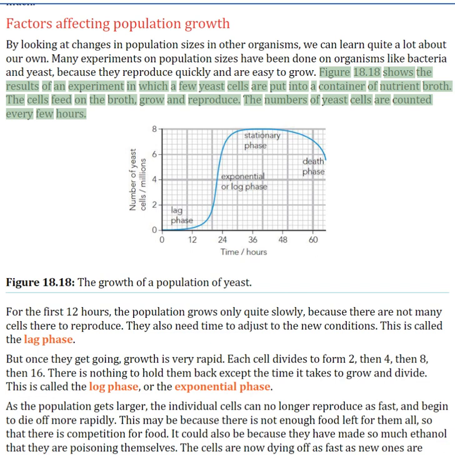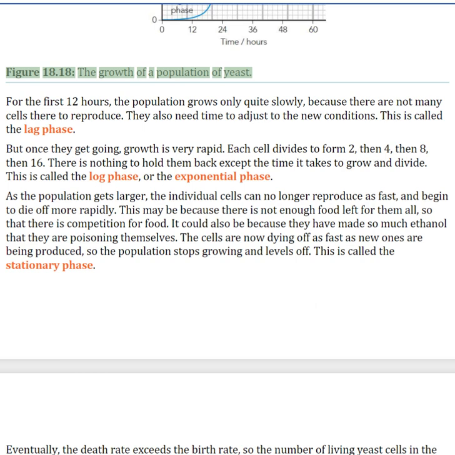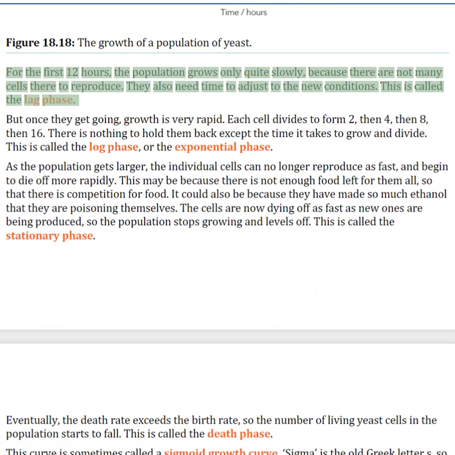The cells feed on the broth, grow and reproduce. The numbers of yeast cells are counted every few hours. Figure 18.18, the growth of a population of yeast. For the first 12 hours, the population grows only quite slowly because there are not many cells there to reproduce. They also need time to adjust to the new conditions. This is called the lag phase.